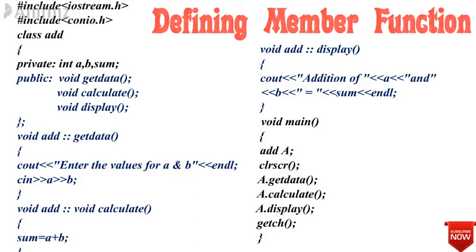Consider this example where we have defined the member function outside the class. Here, the class name we have used as add, data member a, b, and sum. Member functions getdata, calculate, and display. We have just declared the member functions inside the class, and we have not defined what exactly the member function has to do. This definition is done outside the class, that is outside the semicolon.